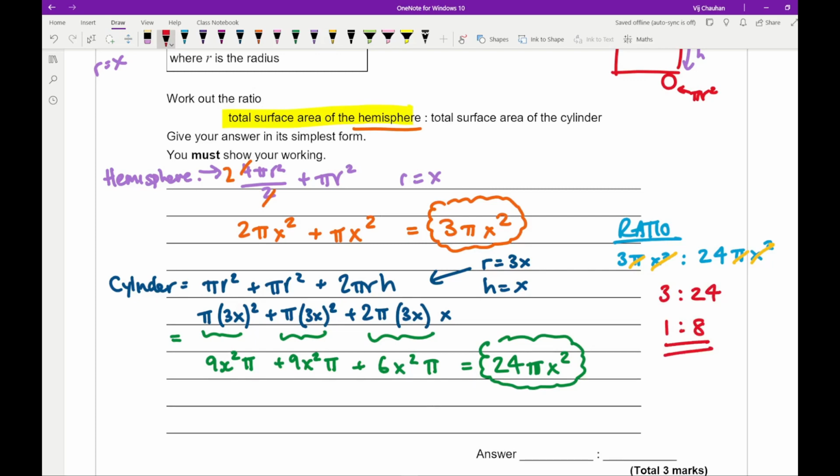Now for 3 marks, I can't think of a simpler way. I'm sure there is going to be a simpler way. But again, when it comes to GCSE marking, the number of marks are either going to be given for how much work you need to show or how long it should take you to do it. So obviously I've had to explain it, but it should roughly take you about 3 minutes, in which you get 1 mark for working out the surface area of the hemisphere, 1 mark for the total surface area of the cylinder, and then 1 mark for simplifying down to 1 to 8.